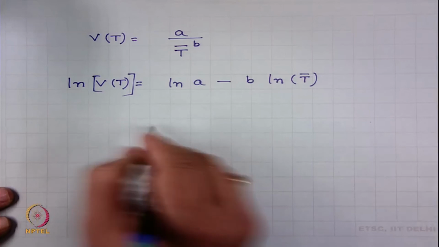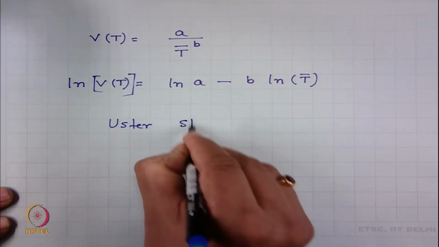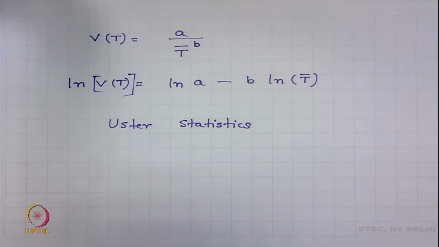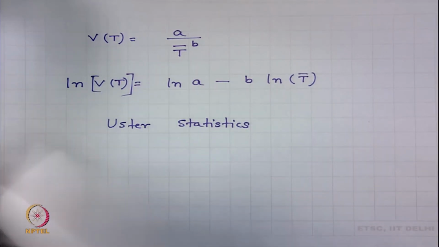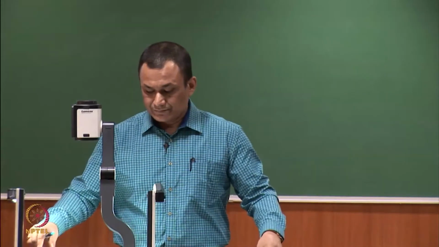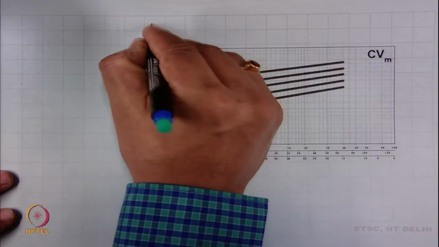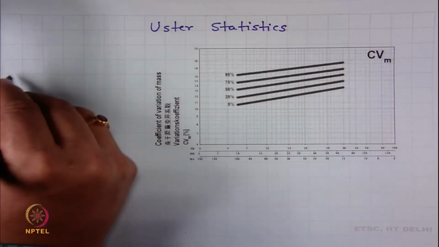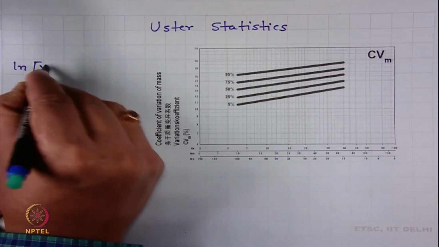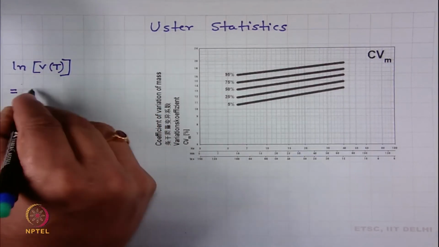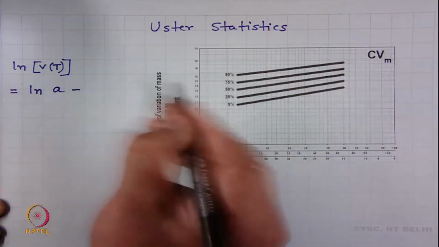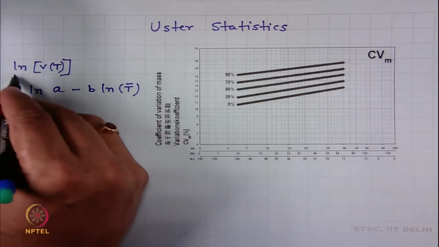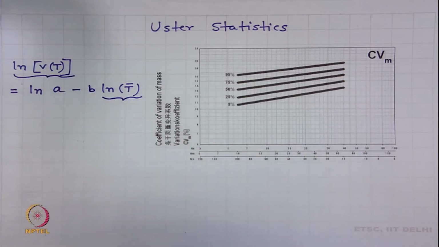This is the so called Worcester statistics. How does this curve look like? This curve looks like this, the Worcester statistics. V t is equal to A minus B ln t bar. This is y, this is x, we obtain a linear curve.